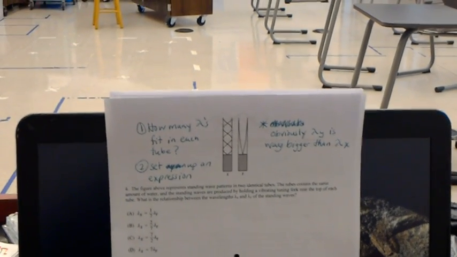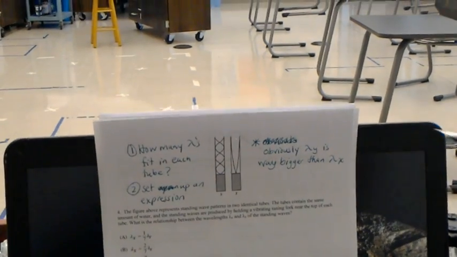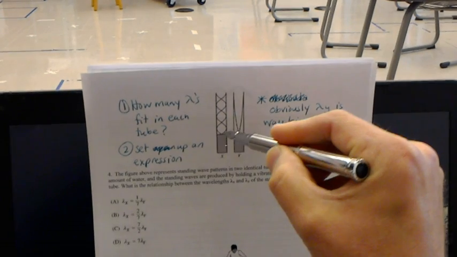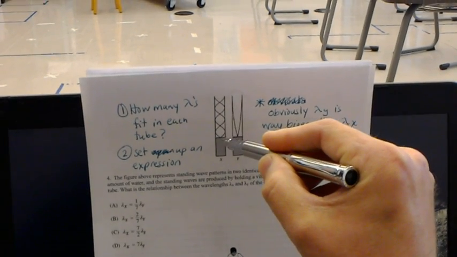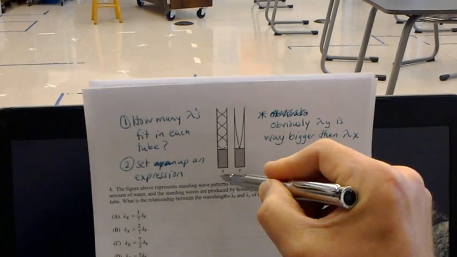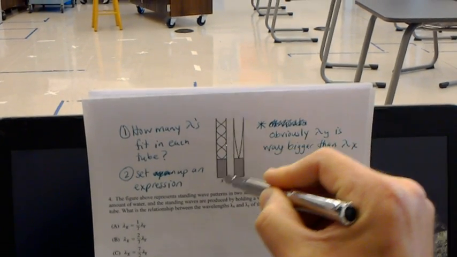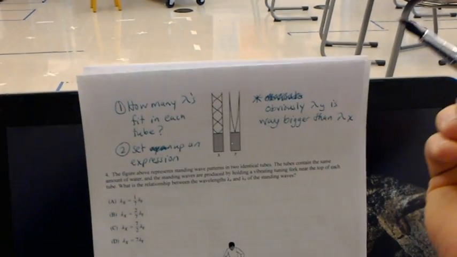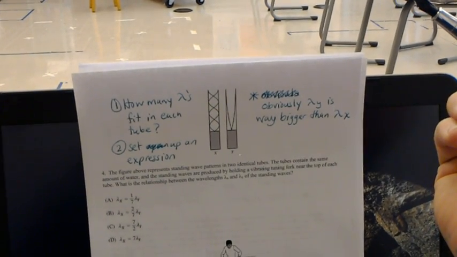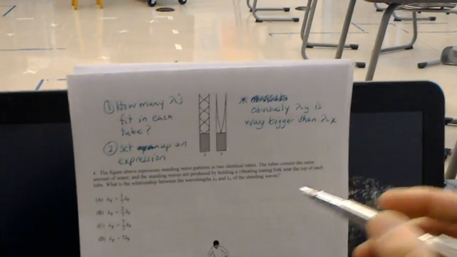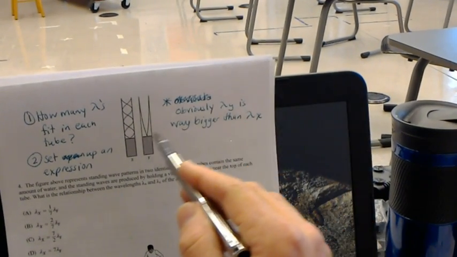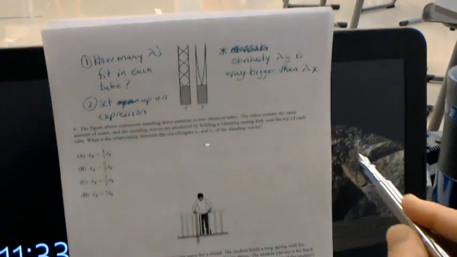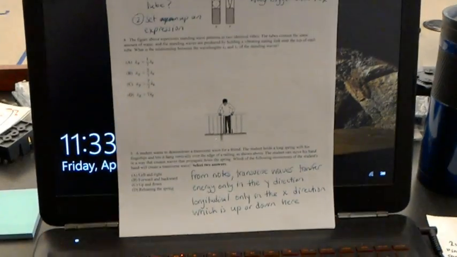For number 4, you need to ask how many wavelengths can fit in each of these tubes, and you need to physically count how many wavelengths are in tube X here above the fluid and get a number or a ratio there, and do the same thing for Y, and then set them equal and reduce that ratio until you get X represented as a function of Y. One thing you should note is that obviously the wavelength for Y is way bigger than the wavelength for X, so you should eliminate choices that don't show that.